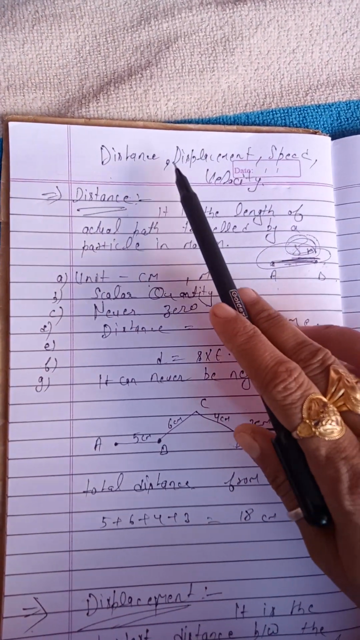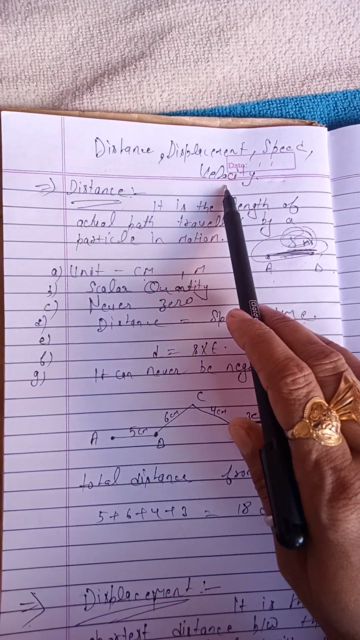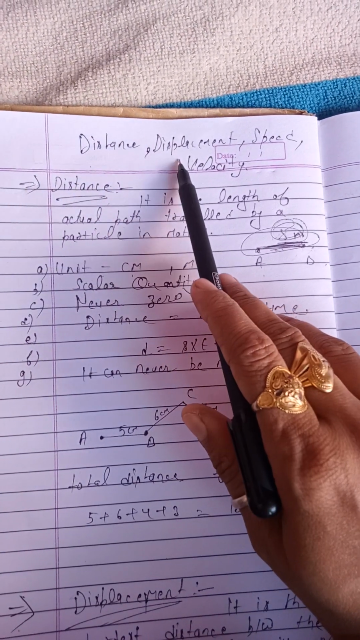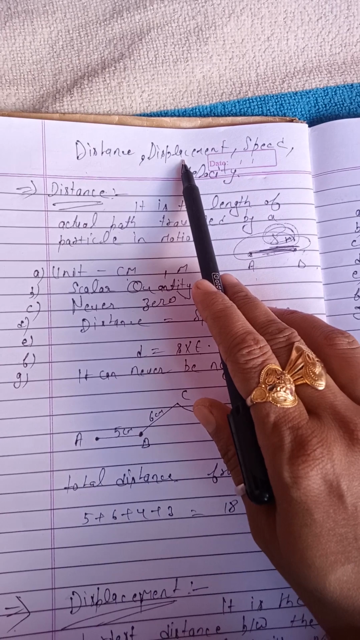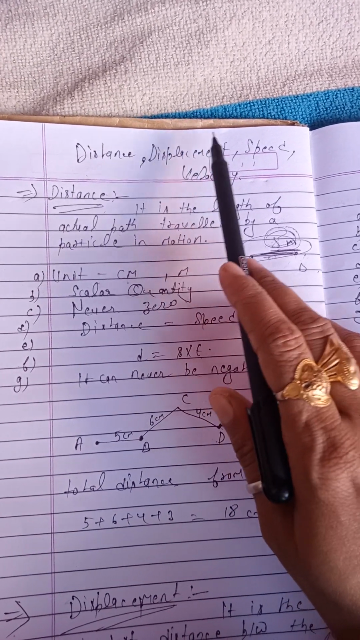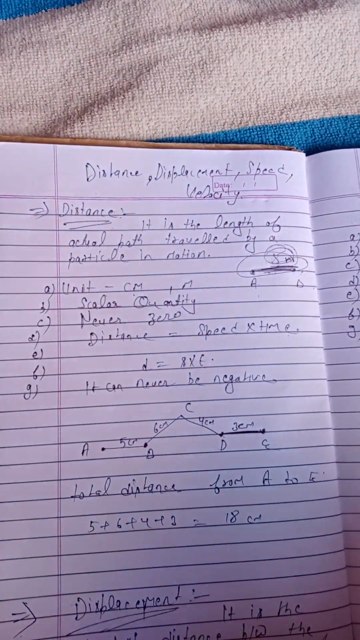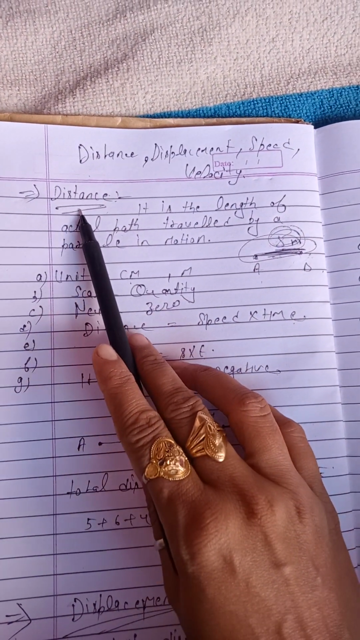Today I will discuss distance, displacement, speed and velocity. Here are the distance formulas and distance properties. Here are the displacement formula and displacement properties. In the same way, the speed and velocity properties are also defined today. Now the first formula is the distance formula.